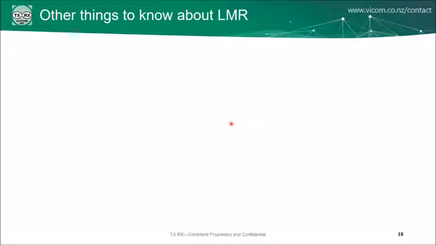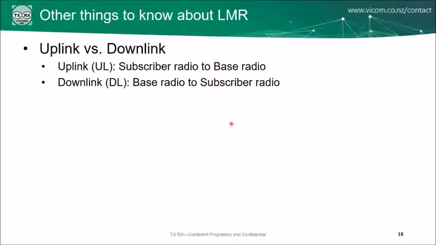So what else do we need to know? We mentioned there's some common terminology. First one is uplink versus downlink. In uplink, the subscriber is talking to the base radio. In downlink, the base radio is talking to the subscriber. And you can think of this as, are you going up to or down from the tower? Subscriber is on the ground, he's uplinking, he's talking up to the tower. The tower is talking down back to him.